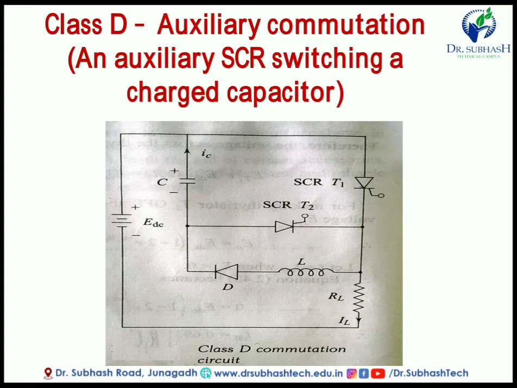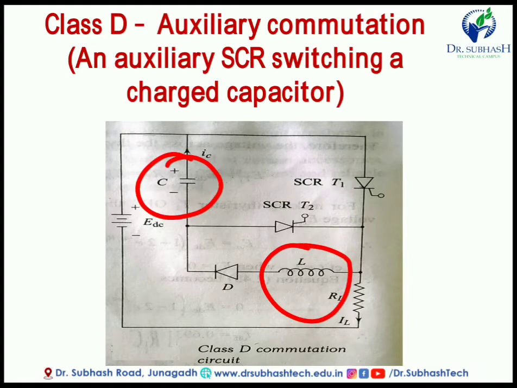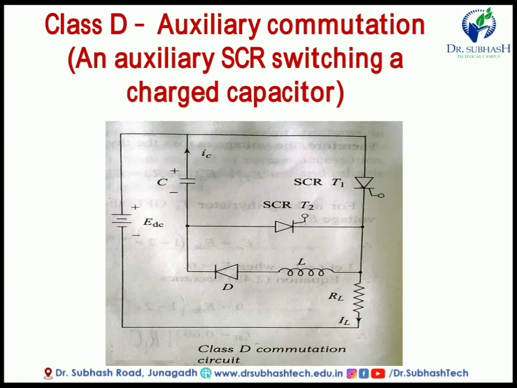Here one auxiliary SCR is required for charging and discharging, and here also one capacitor and inductor. Friends, you have to remember, without an LC circuit we cannot design any commutation circuit. So inductor and capacitor are required to design the different commutation circuits. You have to remember the charging and discharging of the inductor and capacitor in the commutation circuit. So there are different commutations: class A, class B, class D and class C.